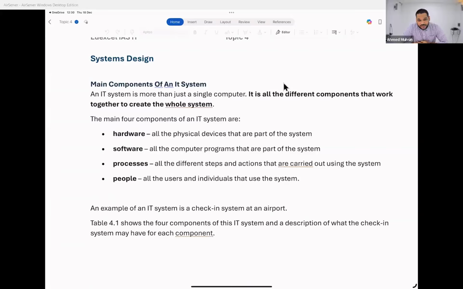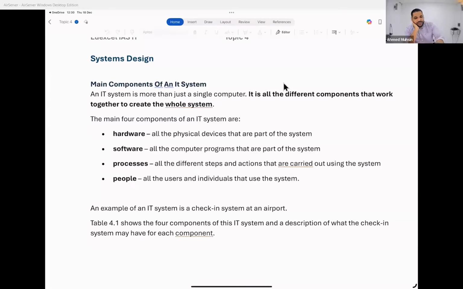Number 1 is the hardware. What physical equipment is this system going to use? Number 2 is the software. What programs is it going to use? Number 3, what processors is it going to use? How is the hardware and software and people going to work? That is processors. And number 4 is people who will be using this system.